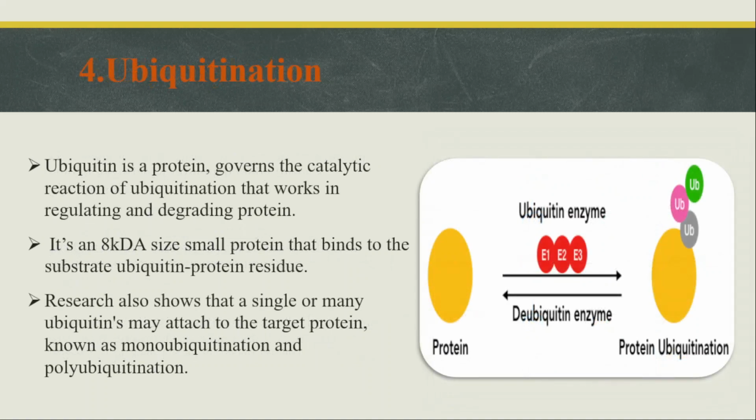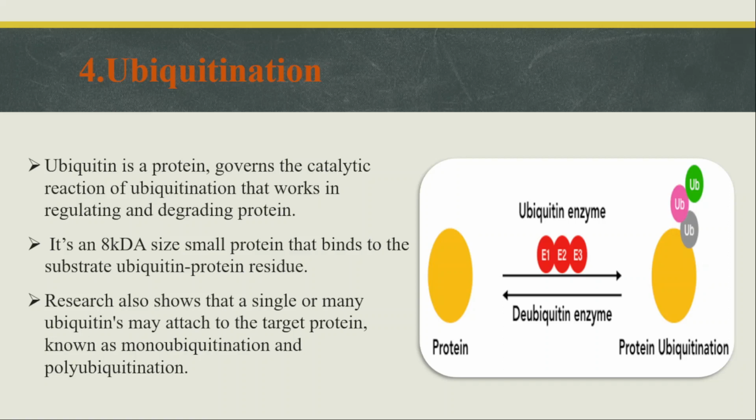The next one is ubiquitination. It is a type of reversible post-translational modification. It was first reported by Gideon Goldstein in the year 1975. Ubiquitin is a protein that governs the catalytic reaction of ubiquitination, which works in regulating and degrading proteins. It is an 8 kilodalton small protein that binds to the substrate protein residue. The enzymes E1, E2 and E3 govern the whole process.